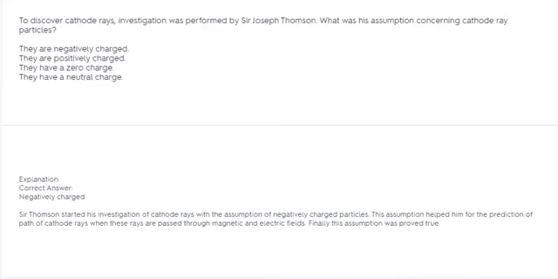To discover cathode rays, an investigation was performed by Sir Joseph Thomson. What was his assumption concerning cathode ray particles? They are negatively charged. They are positively charged. They have a zero charge. They have a neutral charge.